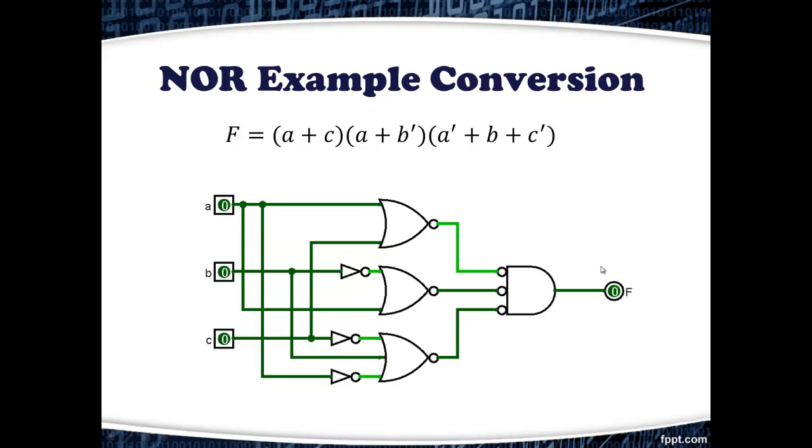Now here, you have 3 OR gates. Here I've kept the inverter symbology, although you could use the bubbles that we saw in the previous example. And over here, we see the alternative symbol for NOR.